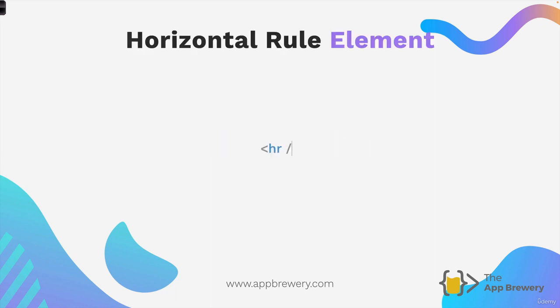A void element is an element where you are forbidden from putting any content inside the tag. And in fact, the tag itself even looks very different. So this is a horizontal rule element, and you can see that it starts out with an angle bracket, ends with an angle bracket, but then right here there is this / just before the end of the tag.